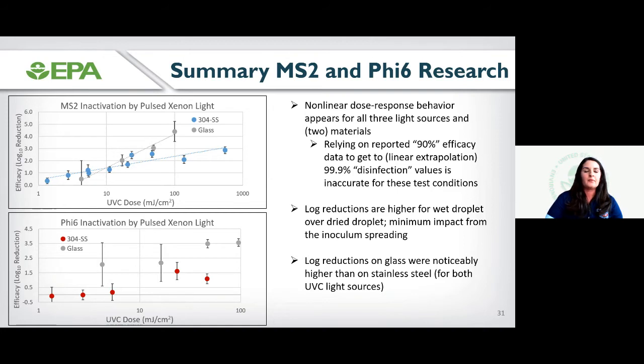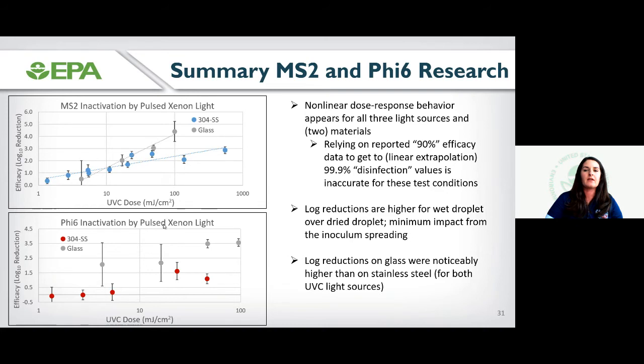response behavior, which is really important to keep in mind, because if we think about the amount of UVC energy or the dose required to inactivate 1 log or 90% of a virus, we can't just simply think, okay, if we need 3 times the energy to get 3 times the dose response, that there's a nonlinear relationship. So we can't use that 1 log efficacy dose to extrapolate linearly to a 99.9% or 3 log disinfection dose. So that's, again, something really important to keep in mind here.